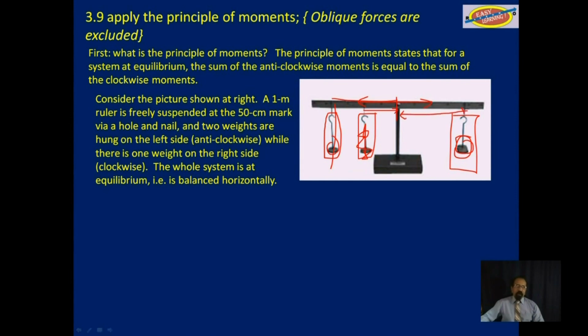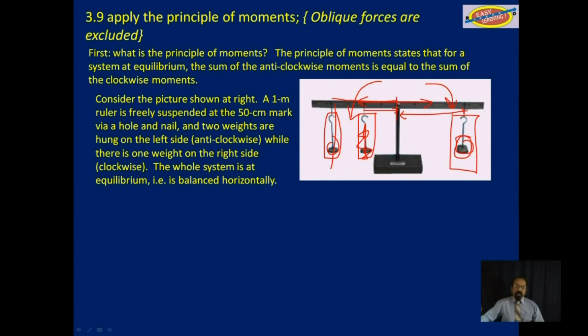So the sum of the anticlockwise moments, in this case we have 2 anticlockwise moments, those 2 forces will tend to make that ruler turn in an anticlockwise direction, is equal to the sum, and in this case we only have 1 clockwise moment, that will cause this one to turn in a clockwise direction.